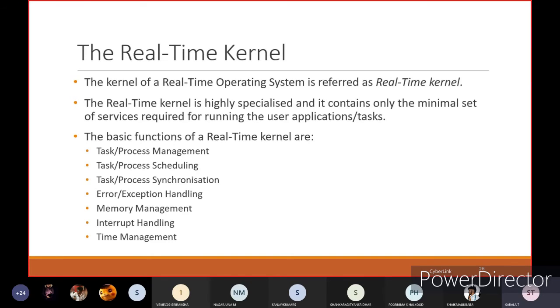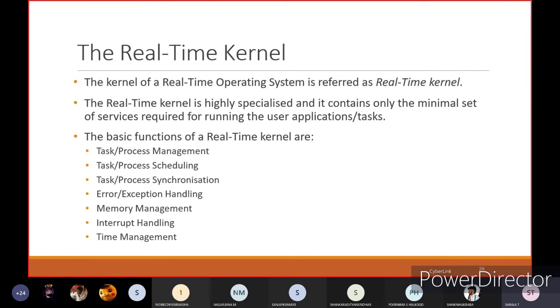The real-time kernel. The kernel of the real-time operating system is referred to as the real-time kernel, and the real-time kernel is highly specialized and contains only the minimal set of services required for running the user applications or tasks. The basic functions of the real-time kernel are task or process management, task or process scheduling, task or process synchronization, error or exception handling, memory management, interrupt handling, and time management.